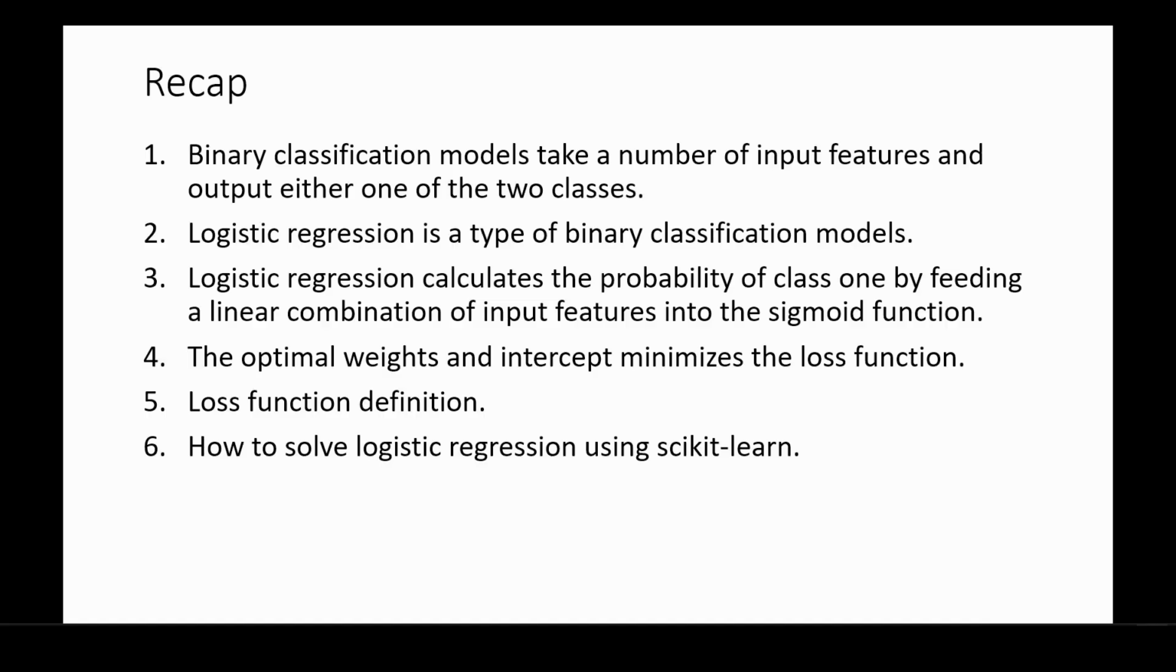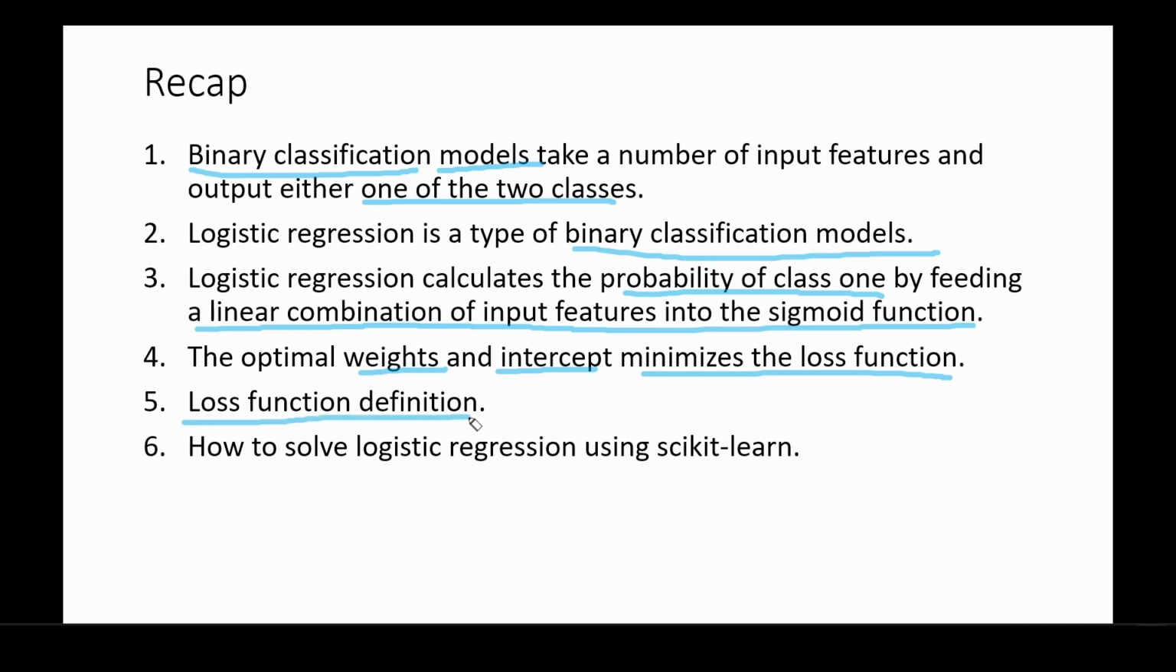Lastly, let's recap what we have talked about in this video. First of all, binary classification models take a number of input features and output one of two classes. Logistic regression is a type of binary classification model. Logistic regression calculates the probability of class 1 by feeding a linear combination of input features into the sigmoid function. The optimal weights and intercept are the ones that minimize the loss function. We also derived the loss function definition. And then lastly, we talked about how to solve logistic regression using scikit-learn.